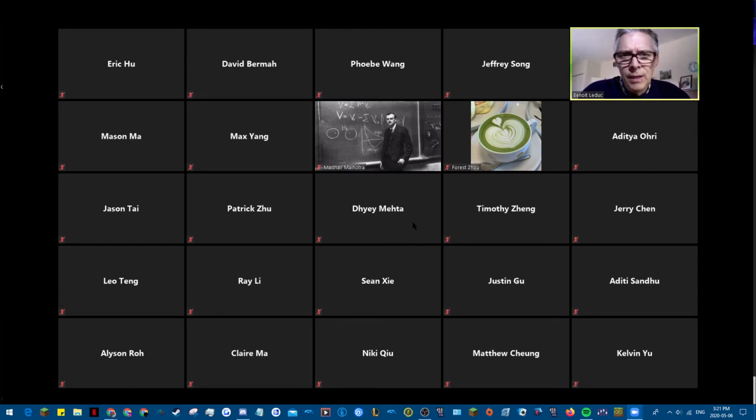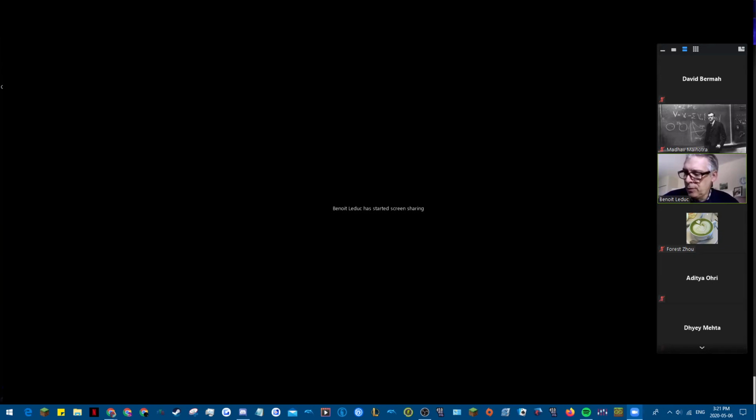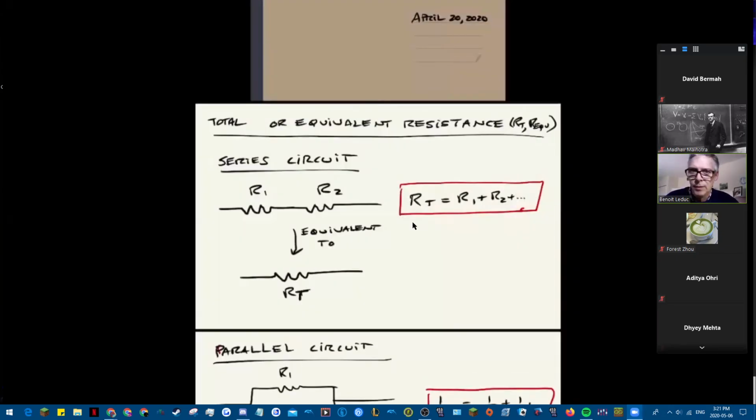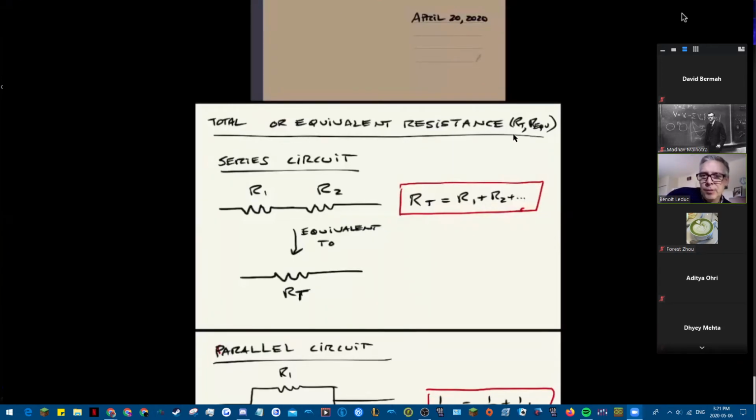Once again, my grade 9 students should have learned this. The other ones, I don't know if you were taught equivalent resistance. I'm not so sure. So time for you to take notes here. Total equivalent resistance, also called RT or REQ for equivalent. I prefer total. It's one symbol.